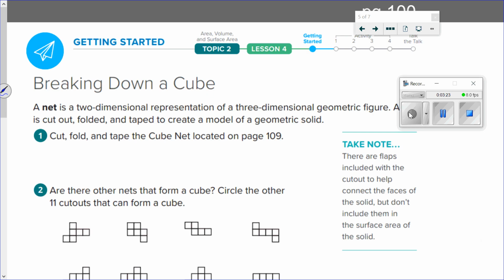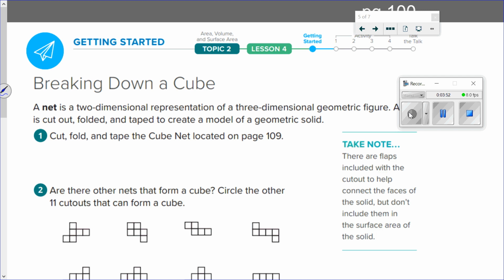All right, guys, so you were just able to use your net, that is what that is called when it is flat, to fold and build a 3D cube. How many faces does your cube have? It has 6. It has a top and a bottom, a right and a left, and a front and a back. Yes? How many edges does your cube have?